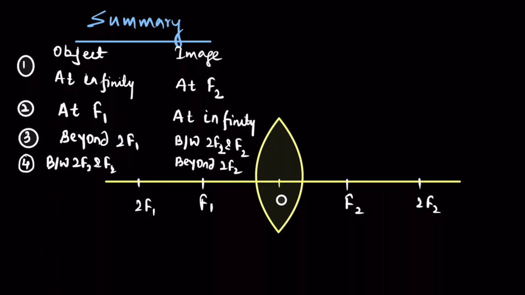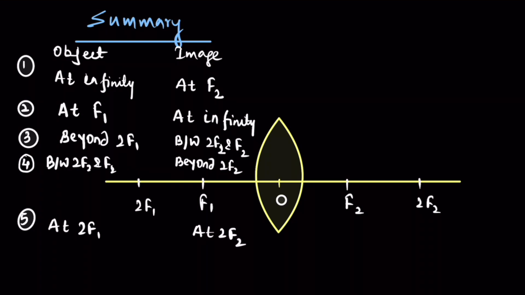So when the object is at 2f, image is between 2f and f, and when the object is between 2f and f, that time image is beyond 2f. This is also reverse. And the last one, which is the fifth condition, where the object is at 2f1, that time image is at 2f2.